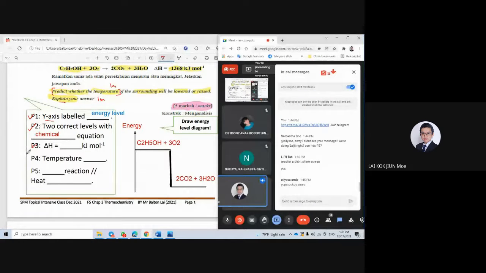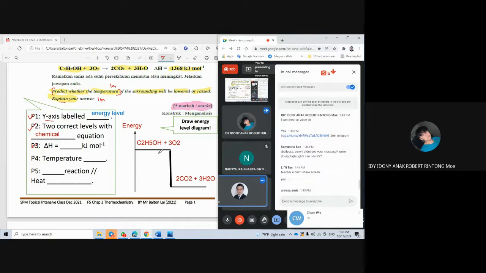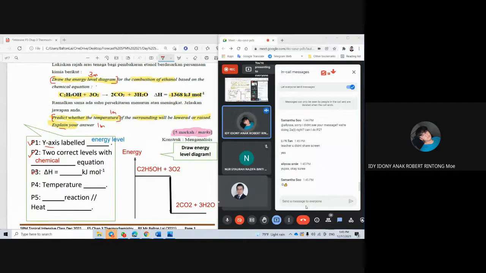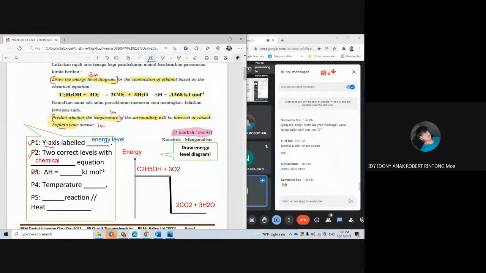Okay, Alisa, later you try question number 2A, part A. You do it together with Samantha, part A, 1 and 2. The temperature here, the heat of the combustion, how many? Negative 1368 kJ. Just copy, right? Yes, just follow. It's very simple.